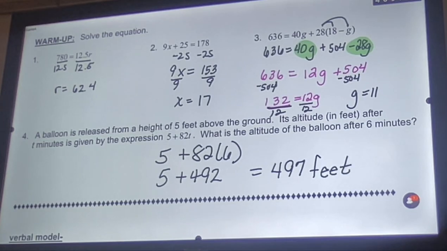What is altitude, Daniel? What's another word we could use for altitude? Begins with an H. Height. Yeah, height. So altitude is how high something is. It's the height from the ground. So our balloon, only after 6 minutes, is 497 feet from the ground. And again, that was starting at a height of 5 feet, or an altitude of 5 feet. So that balloon is traveling pretty quickly up in the air.